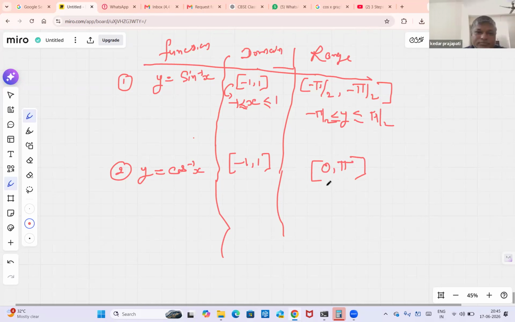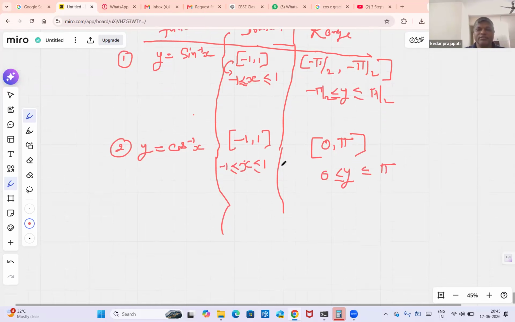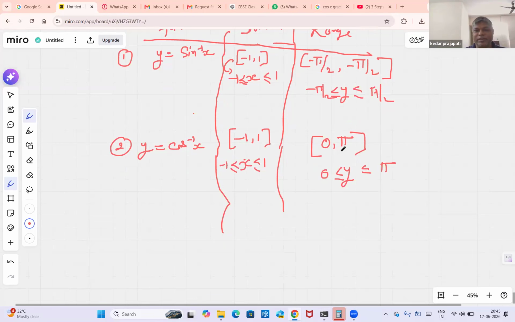Again, they can give it like this, and this is also valid: x is between minus 1 and 1, both included, and y is between 0 and pi, both included. Both are the same. Just remember minus 1 to 1 and 0 to pi. This is very important, otherwise questions will not be solved. They'll confuse you here only.